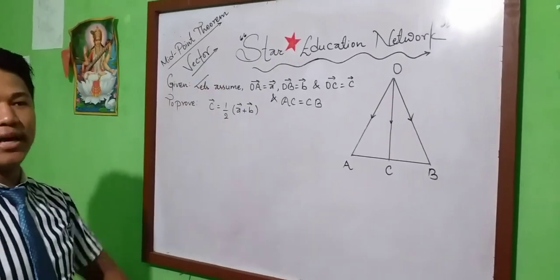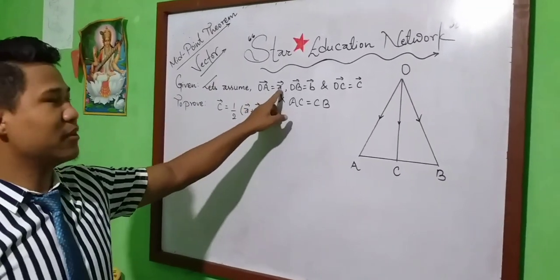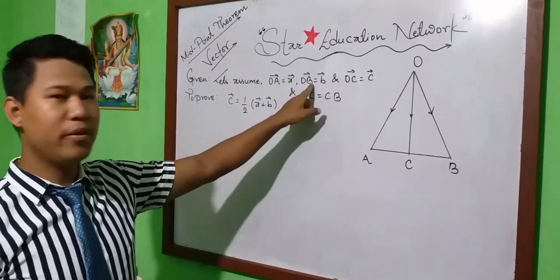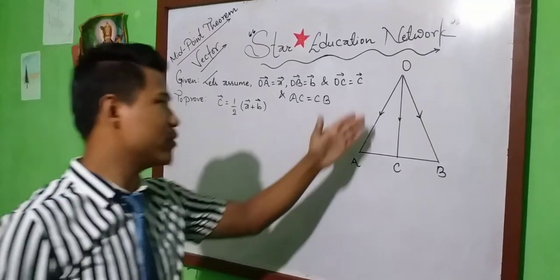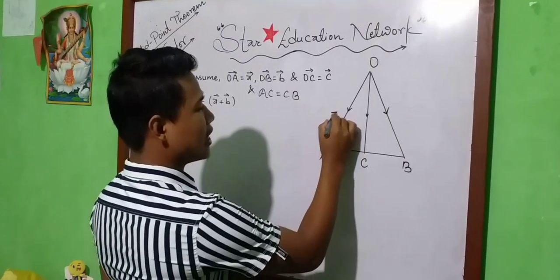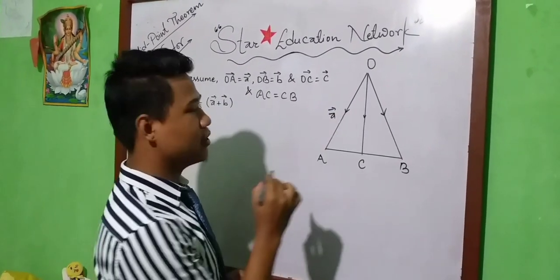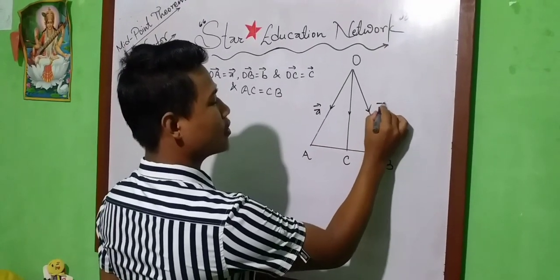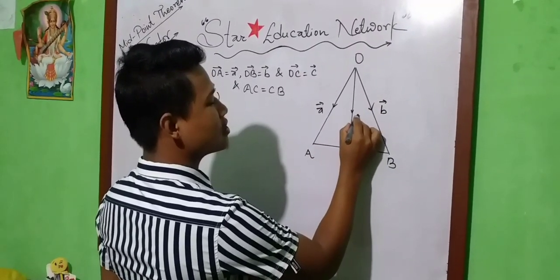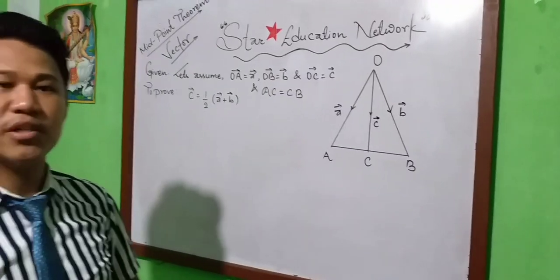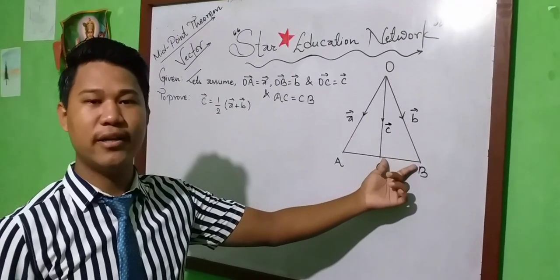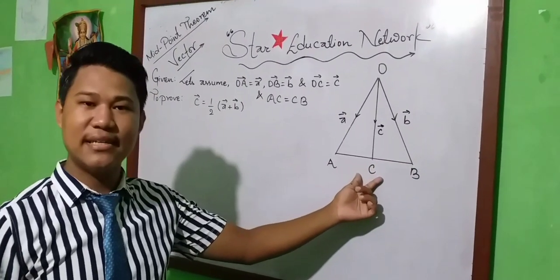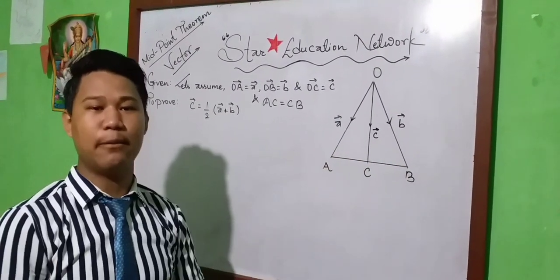So we need to assume the triangle that OA vector be small a vector, OB vector be small b vector, and OC vector be small c vector. As you can see, let us name OA vector as a vector, OB vector as b vector, and OC vector as c vector. And the most important given is that AC equals CB, or in other words, C is the midpoint of line AB.